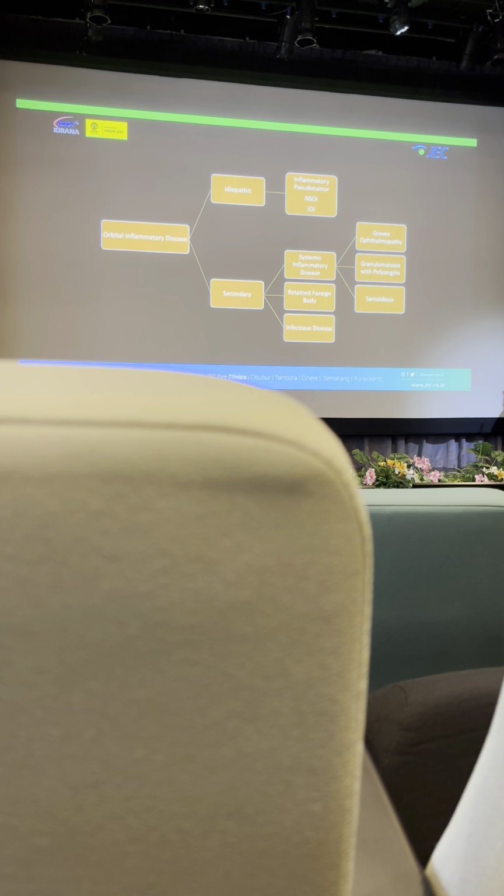Orbital inflammatory disease can be divided into idiopathic or secondary. The idiopathic type is the inflammatory pseudotumor or non-specific orbital inflammation. For the secondary type, we have systemic inflammatory disease, divided into Graves orbitopathy and granulomatous polyangiitis, and we can also have a related foreign body and infectious disease.